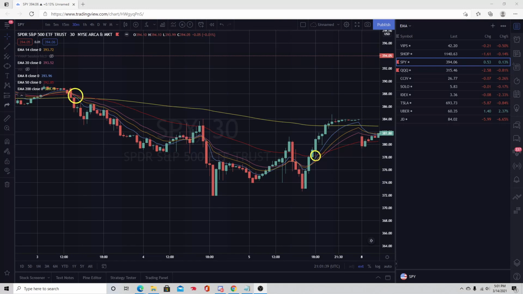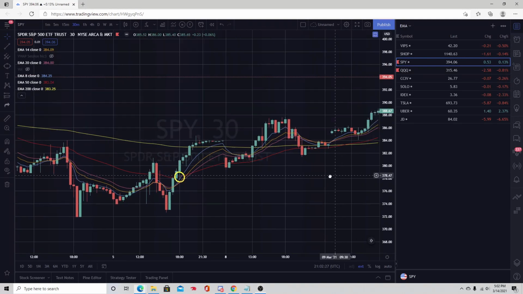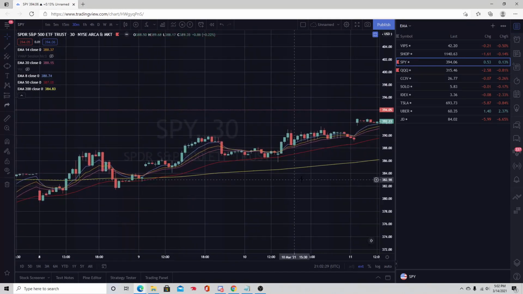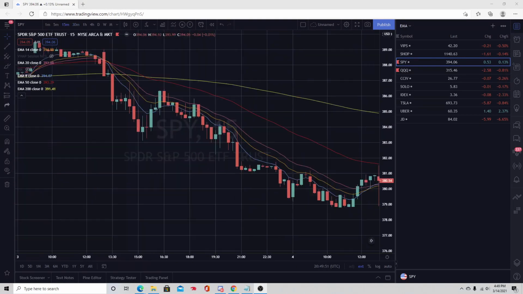EMA crossovers. Using the crossover strategy, you can see it has the potential to result in a strong bearish or bullish move. Here, as you can see, the 8 EMA crosses under the 50 EMA and resulted in this downtrend. And once the EMA was able to cross back over the 50 EMA, it resulted in an uptrend. Again, using it on longer time frames can result in a stronger move.